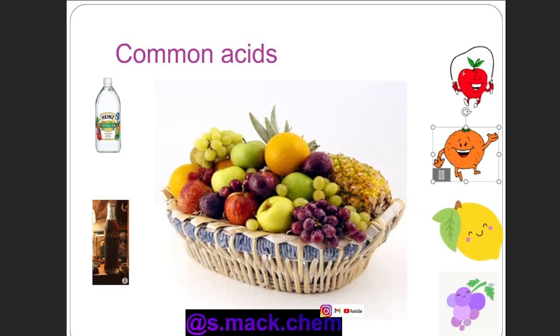There are also food and drinks that we can find acids in. Vinegar contains an acid called ethanoic acid, and carbonated or fizzy drinks contain the acid by the name of carbonic acid.